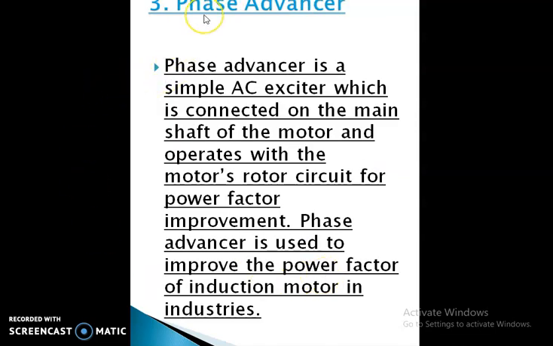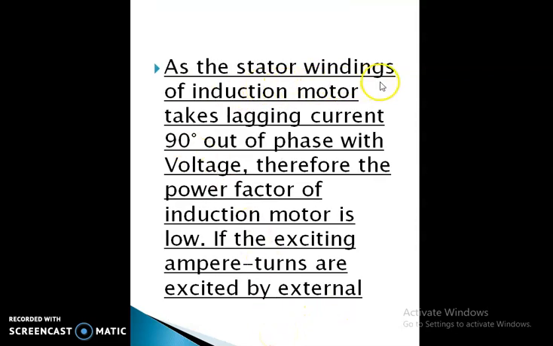Next, third one is by using a phase advancer. The phase advancer is a simple AC exciter which is connected on the main shaft of the motor and operates with the motor's rotor circuit for power factor improvement. A phase advancer is used to improve the power factor of induction motors in industries. As the stator windings of an induction motor take lagging current 90 degrees out of phase with voltage, the power factor of the induction motor is low.